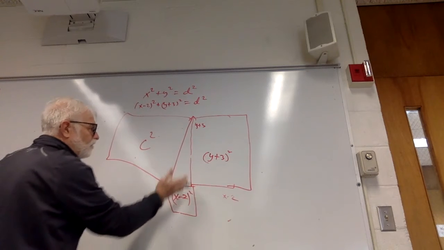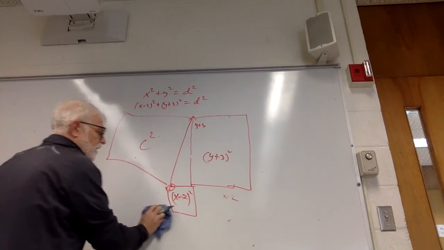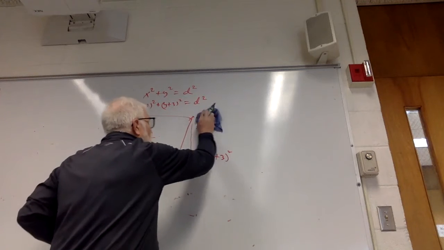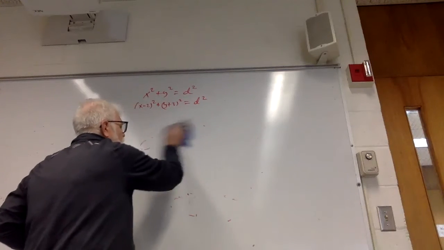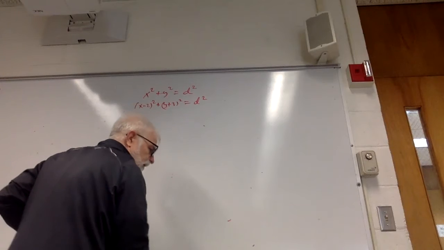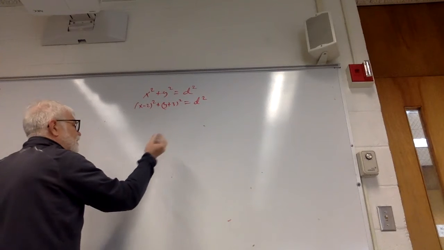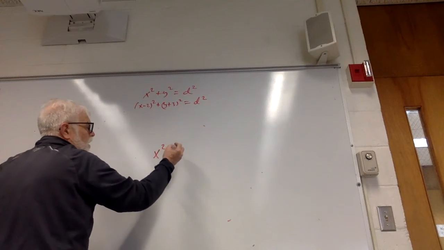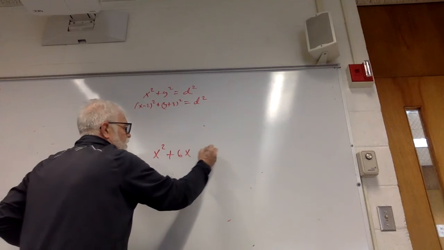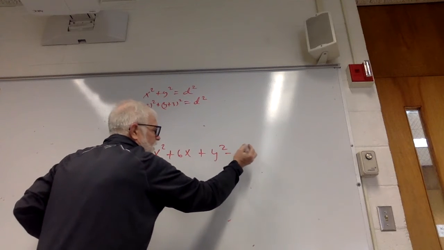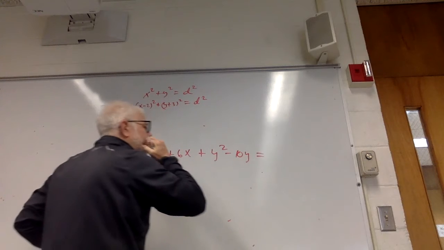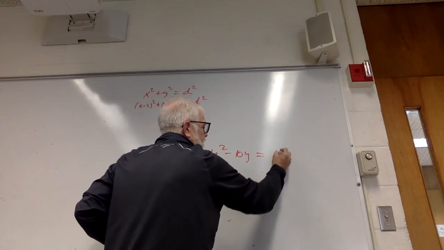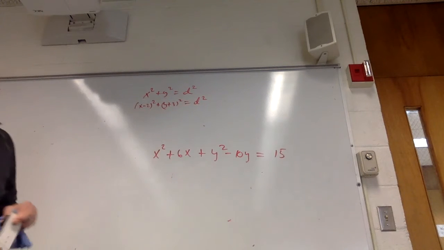So the question is, how do we create these things? How do we create these statements? When given a problem, like you were given the other day, let me make up a new one on the fly here. So how do we look at a relationship like x squared plus 6x plus y squared minus 10y? Let's see what that is, 9, 25, 34. Let's add 15, okay? So how do we find that Pythagorean relationship?